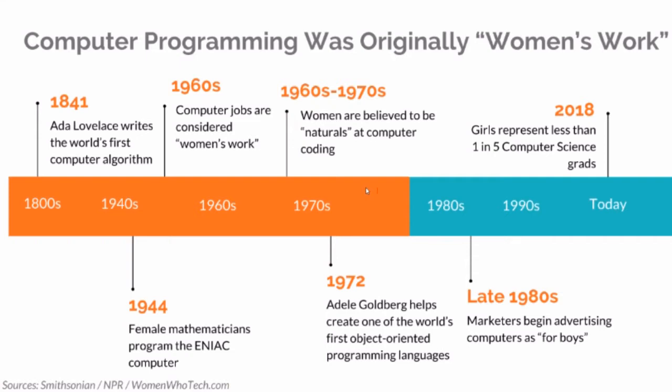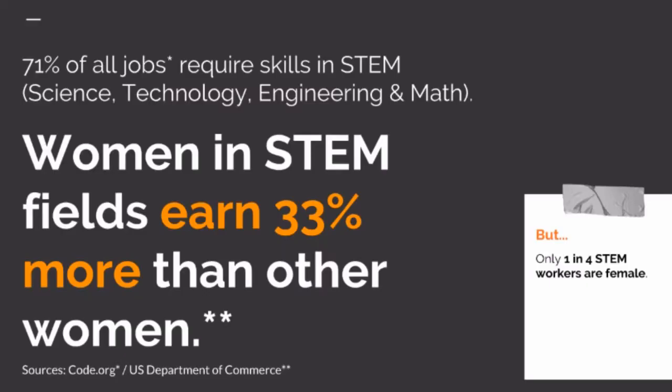See, computer programming was originally considered to be women's work. Women were believed to be naturals at computer coding, but then things started to change in the mid-'80s. In the late 1980s, marketers began advertising computers as being for boys. And today, after all of these years of marketing, girls now represent less than 1 in 5 computer science graduates. 71% of all jobs today require skills in STEM, which again is science, technology, engineering, and math. Women in STEM fields earn 33% more than other women. However, only 1 in 4 STEM workers are female.